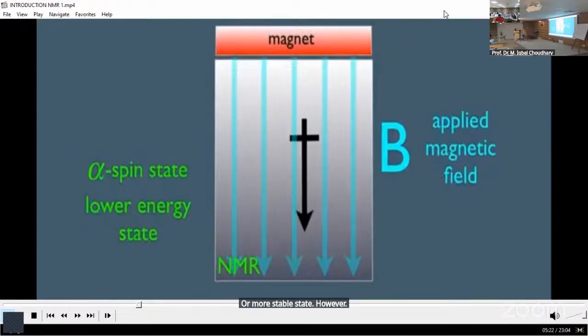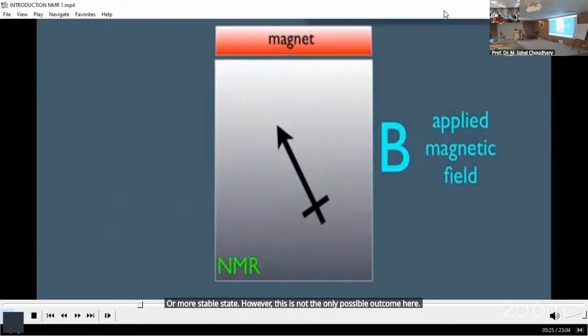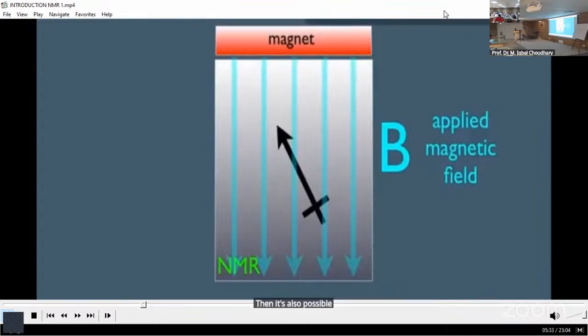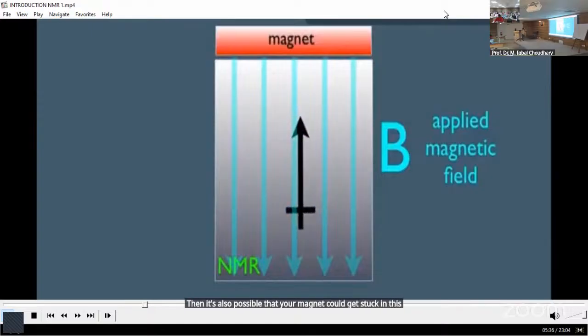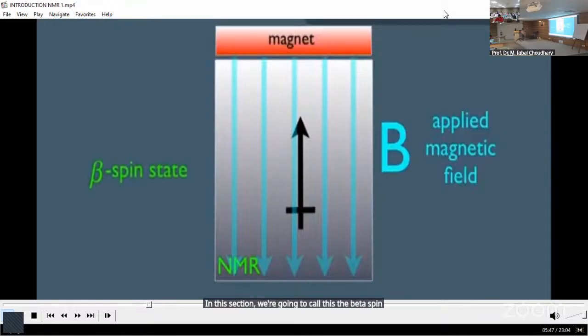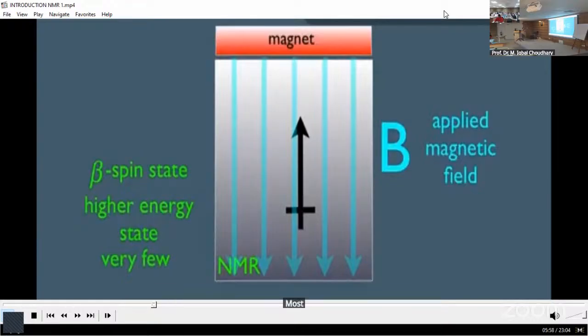However, this is not the only possible outcome here. Let's go back to the beginning. Again, if we turn on our NMR machine and the applied magnetic field runs in this direction, then it's also possible that your magnet could get stuck in this orientation. Notice it's parallel to the magnetic field but pointing in the exact opposite direction. In this section, we're going to call this the beta spin state. And we need to know that this would be the higher energy state. We should also understand that very few magnets would actually do something like this. Most magnets would orient themselves with the magnetic field in the alpha spin state.